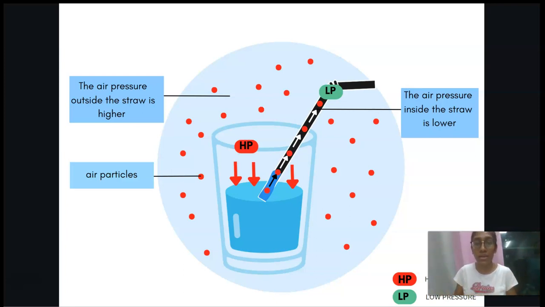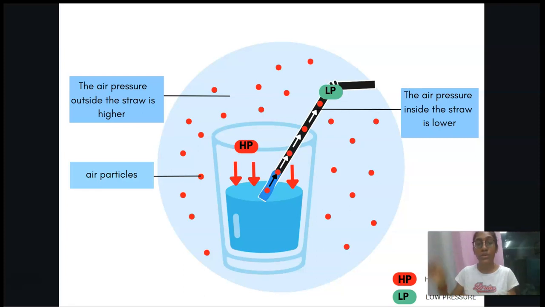And guess what? Nature likes to balance things out. So, if there's low air pressure inside the straw and higher air pressure outside, the higher air pressure outside pushes the water inside the straw. It's like a little helping hand from Mother Nature, sending the water straight into our mouth when we sip.